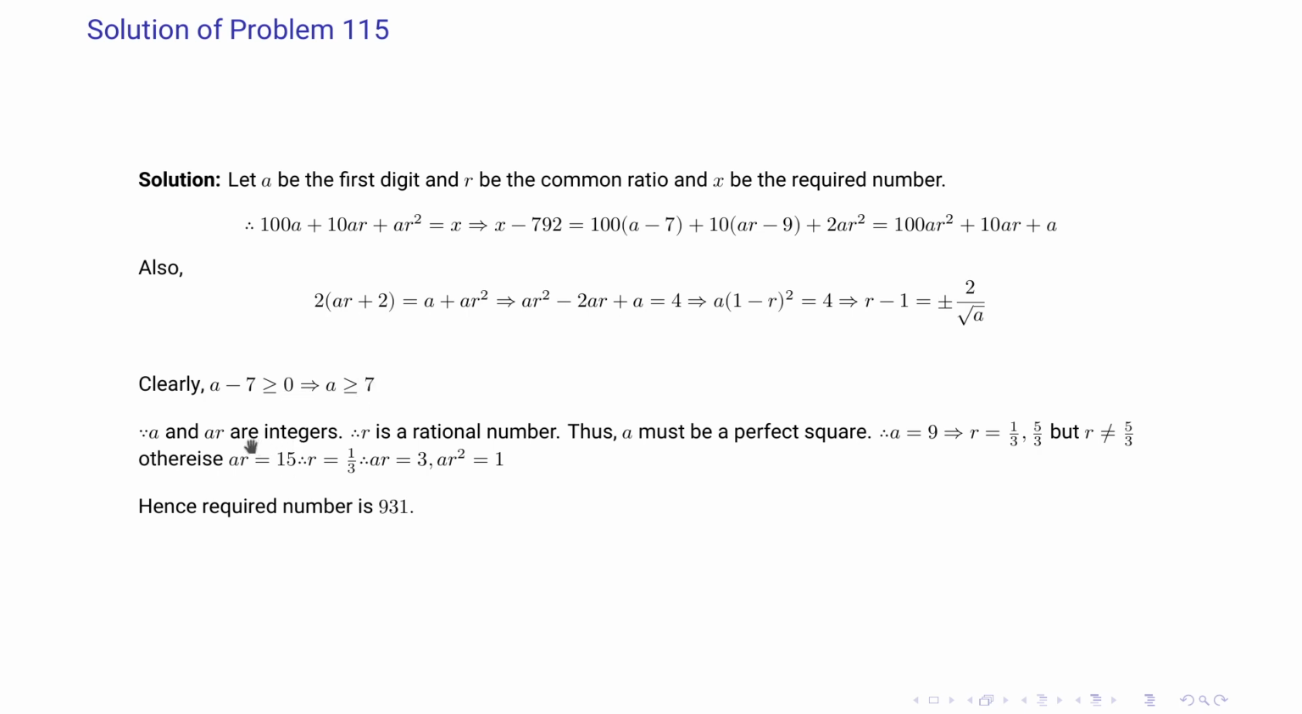Now, like the last problem, we argue that a and ar are integers and r is a rational number, so a must be a perfect square. So a is 9. So r is 1 by 3 or 5 by 3, and like last time, r cannot be 5 by 3 because ar will become 15. So ar is 3, ar square is equal to 1, and the number will be 931.